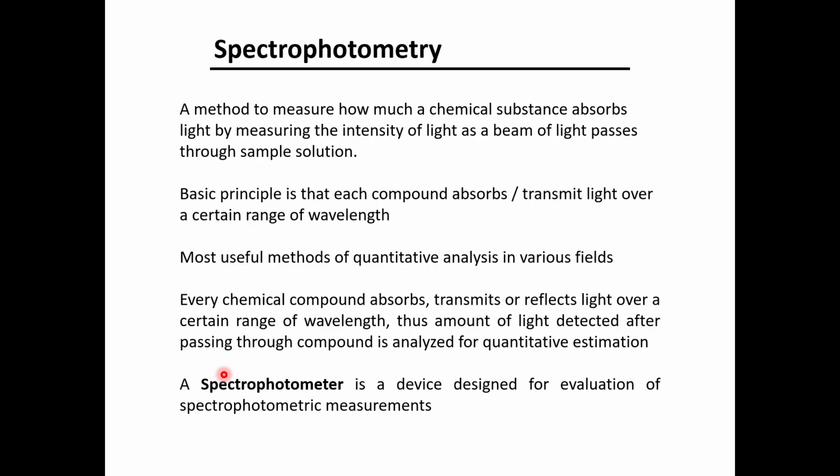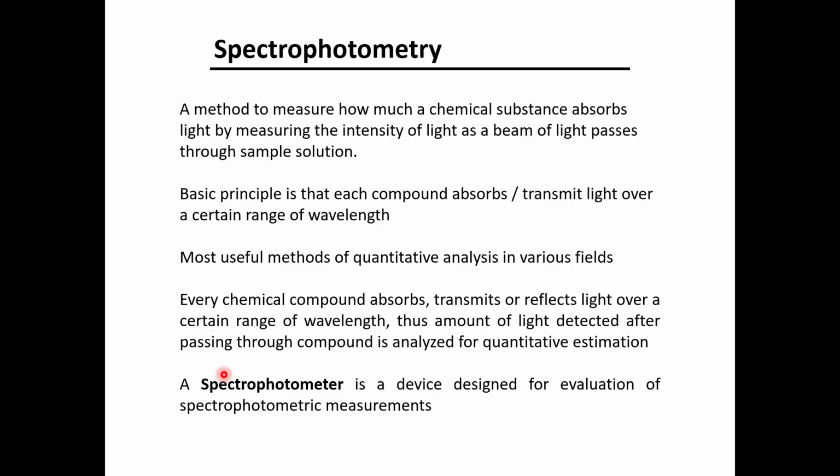Spectrophotometry, generally a method to measure how much a chemical substance absorbs light by measuring the intensity of light as a beam of light passes through a sample solution. Basic principle is that each compound absorbs or transmits light over a certain range of wavelength. So it is a most useful method for quantitative analysis in various fields, including biomedical engineering.